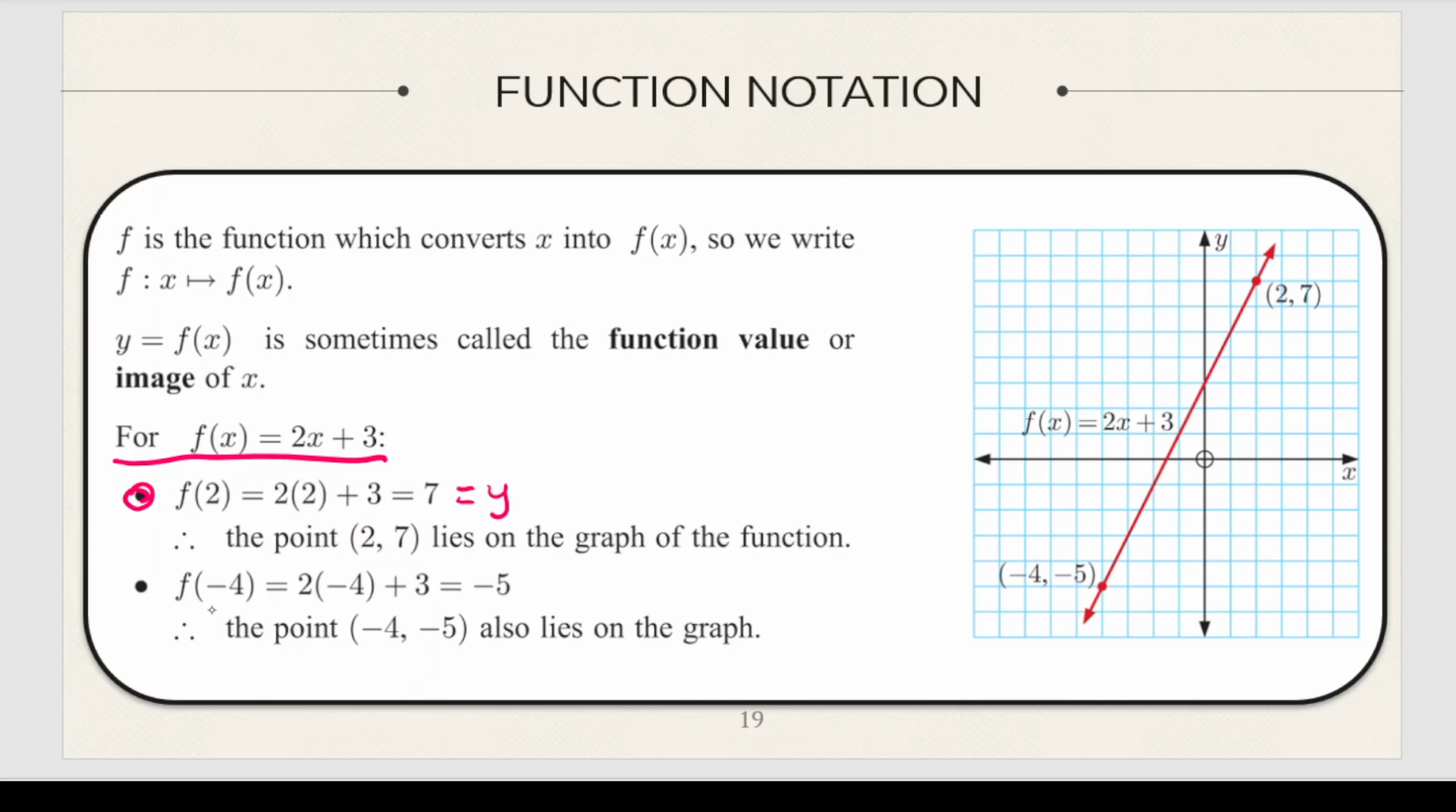The same goes if we want to see what's happening at x equals negative 4. We're inputting the value of negative 4 wherever x would occur in that function to come out with negative 5, which is our y coordinate. And we can again say that the point that lies on this graph when x is equal to negative 4 is at negative 4, negative 5.